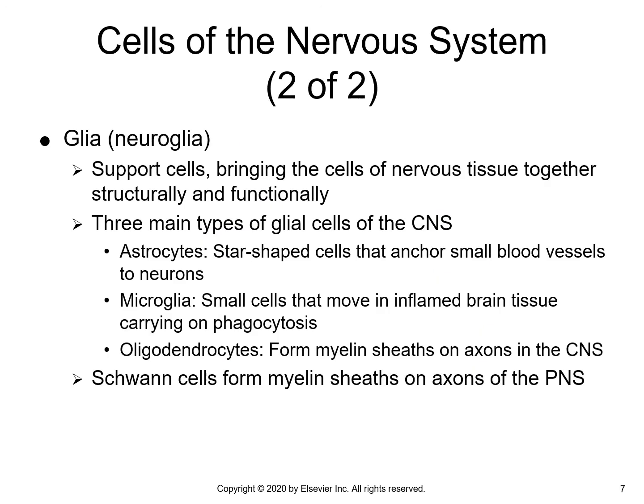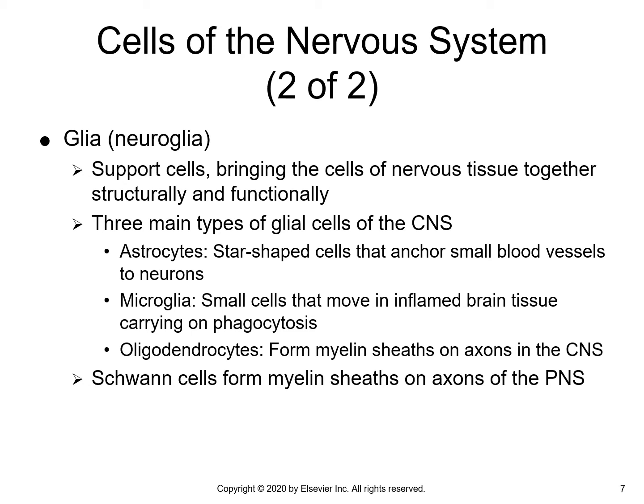Cells of the nervous system. Glia, neuroglia, they're support cells bringing the cells of the nervous system tissue together structurally and functionally. There are three main types of glial cells of the central nervous system. There's astrocytes, microglia, and oligodendrocytes. You need a linguistics degree to really pronounce some of these words, so bear with me, students.